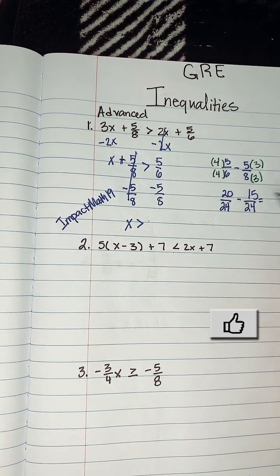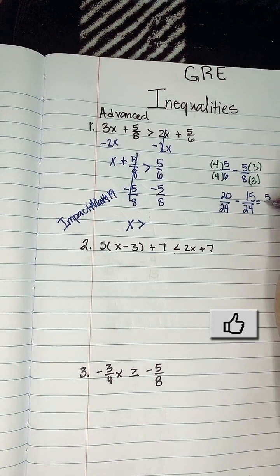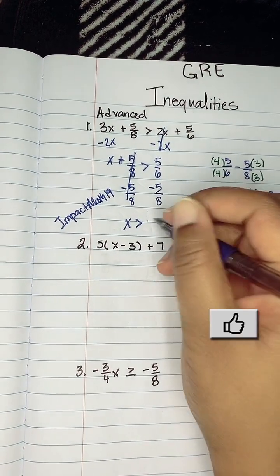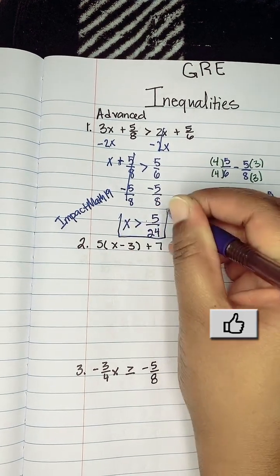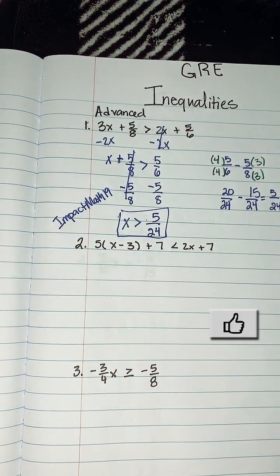So 20 minus 15 is going to be 5 over 24. So we get 5 over 24, and this is our beautiful answer.